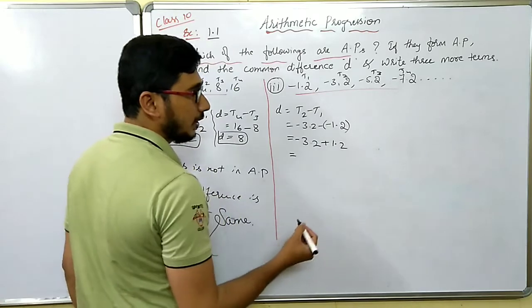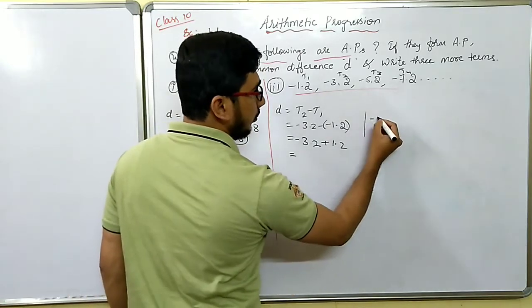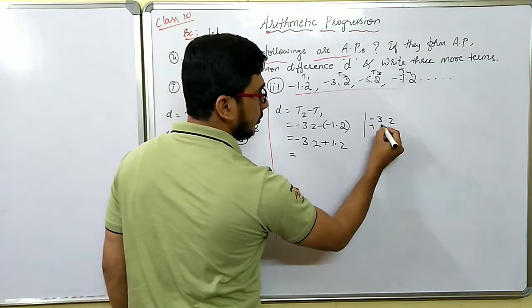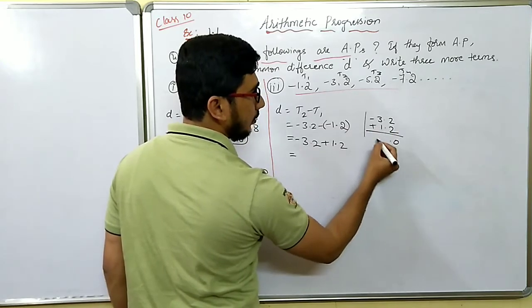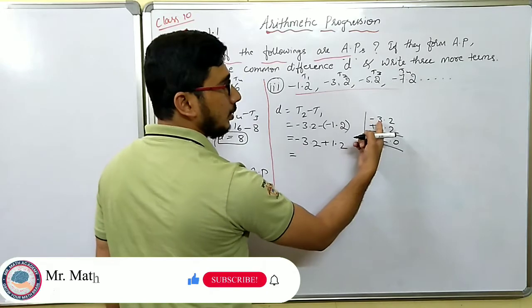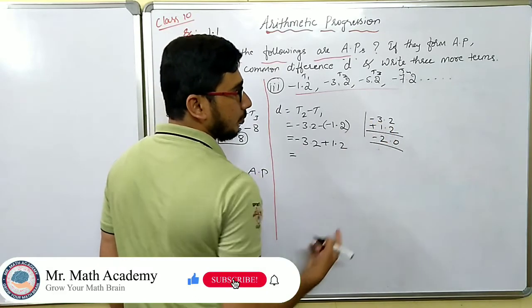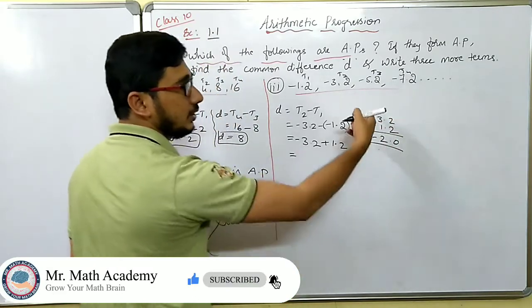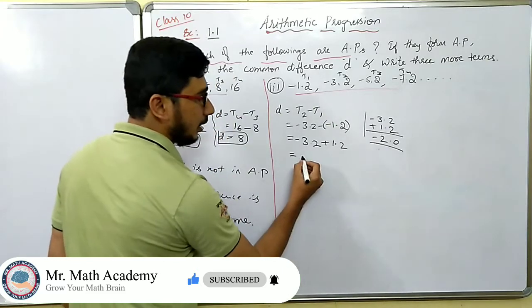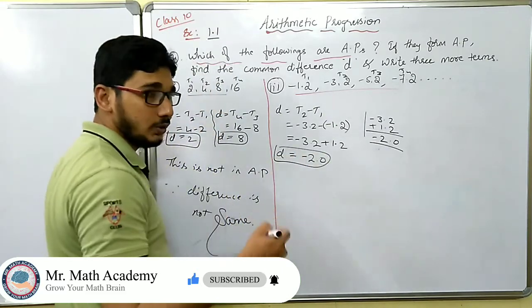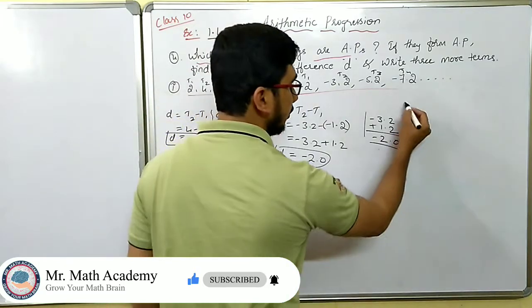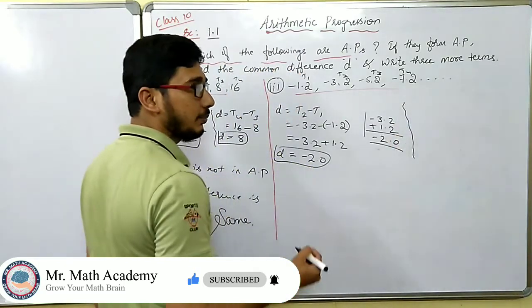Now you have to do subtraction. I'll do it here. Minus 3.2 plus 1.2. How much will you get? After subtraction, 0 minus 2. See here, minus 3.2 plus 1.2. The bigger number is 3.2, so that negative sign will come here. So minus 2.0. This is the difference. We have to check one more, to get clarification whether this is in AP or not.